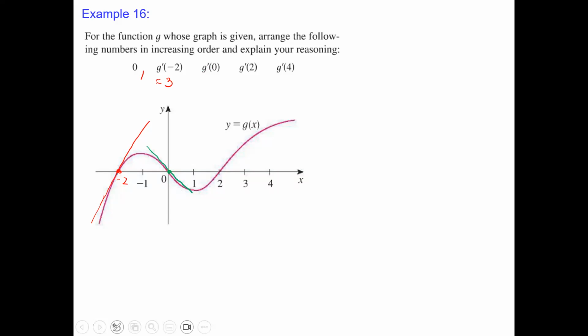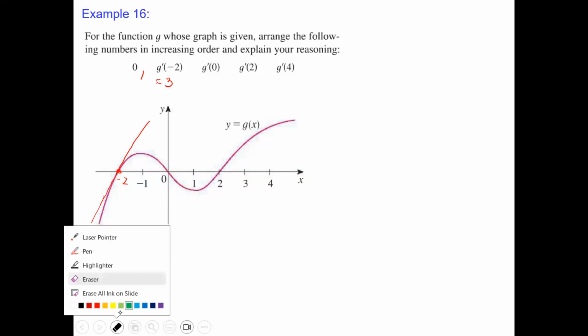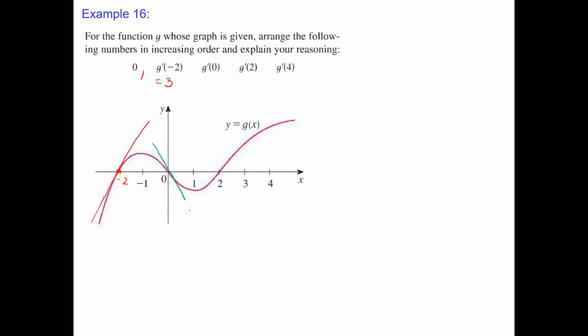Okay, g prime at 0 is the slope of the tangent line at 0. Actually, it looks like we have to do it this way. It's like the other one, negative sign. That means this is the slope. It's a little bit less steep, but it's negative. We can approximate maybe -2.